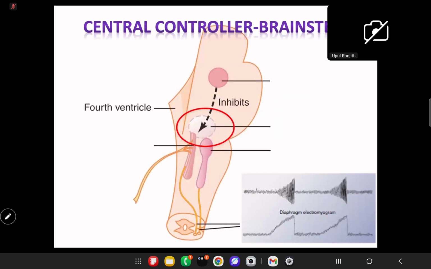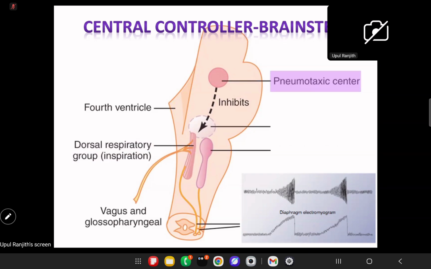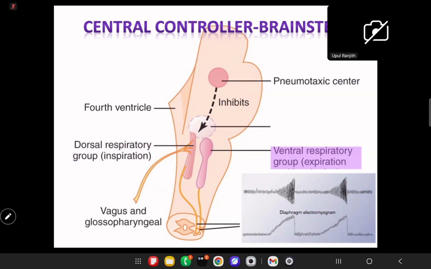Then the central controller, I told you, is mainly in the pons and the medulla. So it is in the floor of the fourth ventricle. So there are two groups, the dorsal respiratory group and mainly the ventral respiratory group. Then there is the pneumotaxic center in the upper pons. And then there is a thing called the apneustic center.